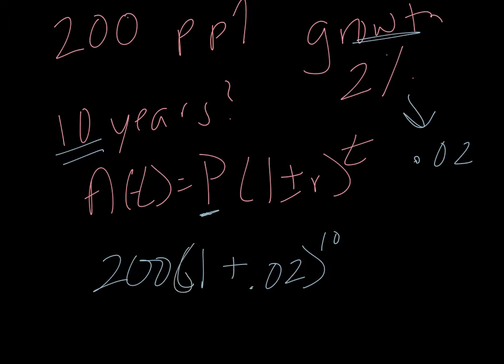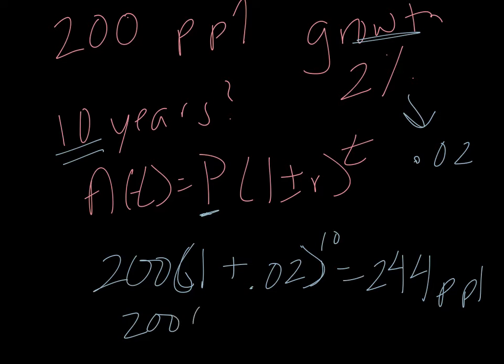I would type this exact same thing into my calculator, and I would probably have to round to the nearest number, 244 people. Or if I was just asking for the equation, it would be this.